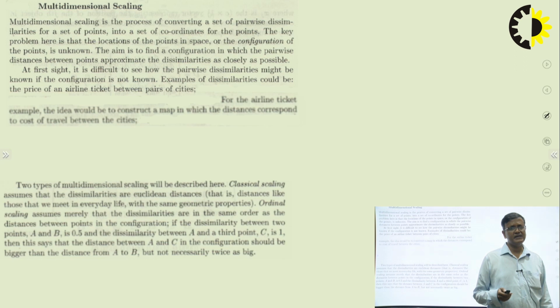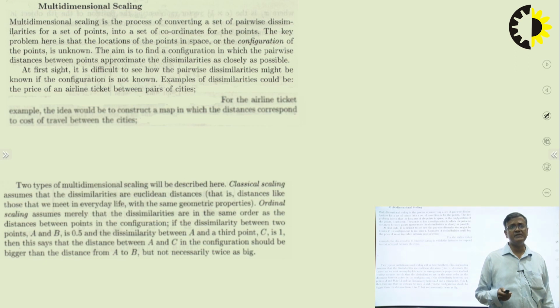So in multidimensional scaling, again we have two types of approaches. One is the classical scaling and the other is the ordinal scaling. The classical scaling assumes that the dissimilarities are Euclidean distances, that is distances like those that we meet in everyday life with the same geometric properties, whereas the ordinal scaling assumes merely that the dissimilarities are in the same order as the distances between the points in the configuration.